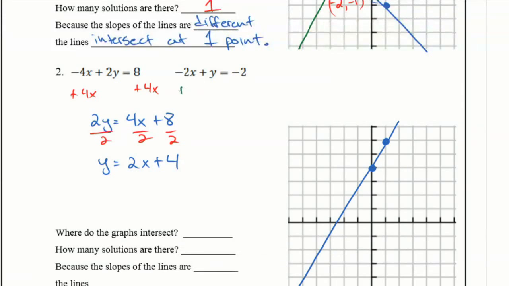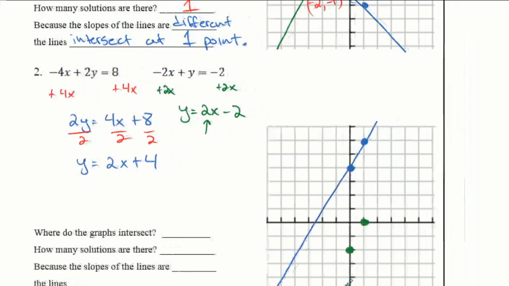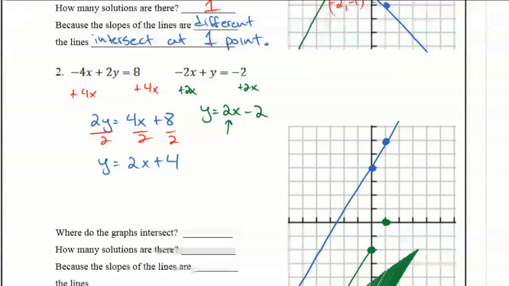Second line here, I'm going to add 2x to both sides. Again, I get y is 2x minus 2. All right, y-intercept minus 2. And the slope here is 2 over 1. So I have another point. 2 points is enough for a line. And that didn't work very well. There we go.